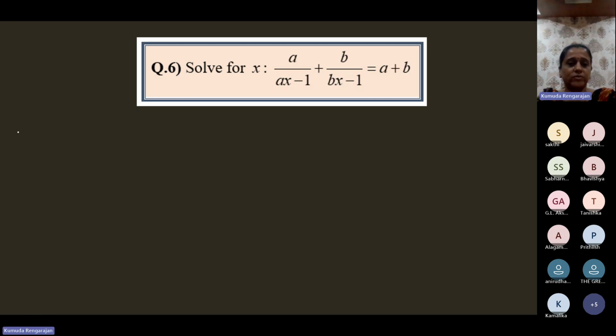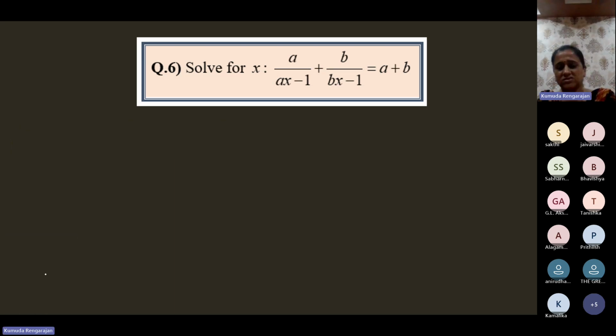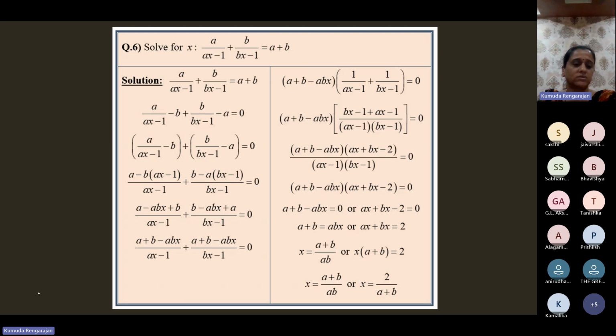We already have this one on the left hand side. Now b comes to the LHS as minus b, plus this is already on the left hand side. A comes to the left hand side as minus a is equal to 0. With a we'll use b, with b we'll use a. Then the rest is similar to what we've been doing. You can see here, LCM and all that.